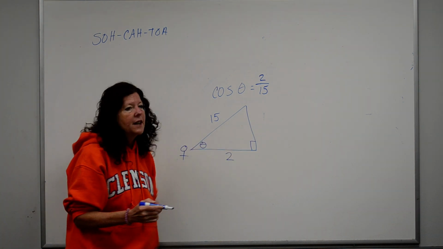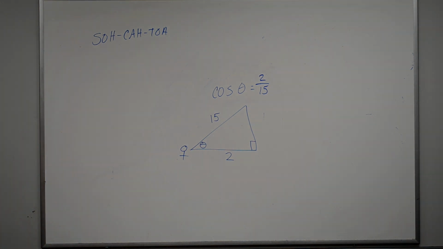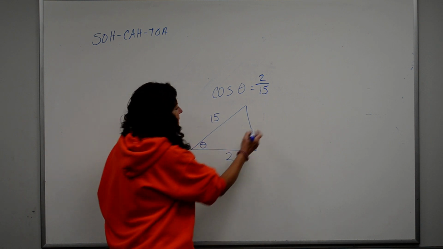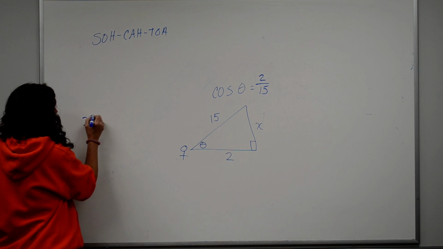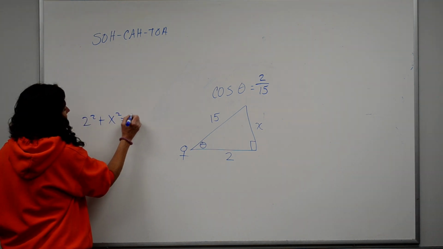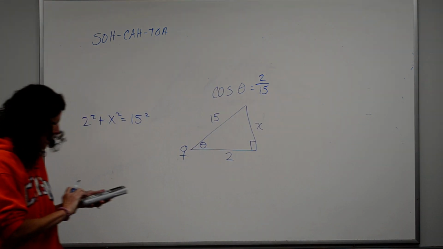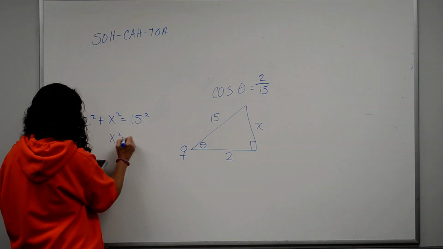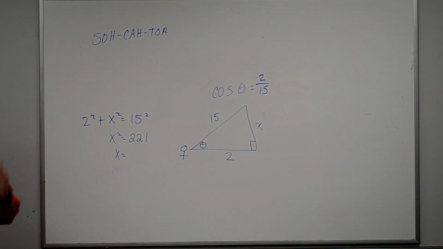Okay, I've got to find the third side to find the rest. How do I find the third side? Pythagorean theorem. Now, this is a leg and this is a leg. So that's your unknown right there. So you're going to have 2 squared plus x squared is equal to 15 squared. When you work backwards, you've got 15 squared minus your 2 squared. And that's going to give me x squared is equal to 221. What am I going to get when I take the square root of 221? Y'all remember?